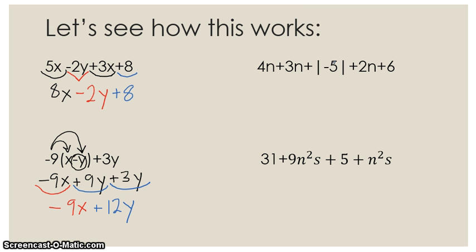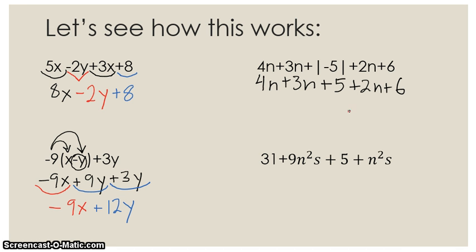Let's take a look at this next one. First, I want to clean it up a little bit. I have these absolute value symbols here, so I'm just going to get rid of them. Anything that is inside the absolute value signs, when you take it out, remember it's going to turn positive. So I'm just going to rewrite this problem to make it look a little neater. So 4n plus 3n plus this 5 right here is going to be a positive. So I'm just going to take it out, bring it down as a plain 5, plus 2n plus 6.